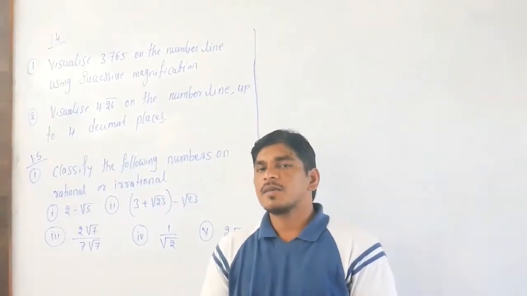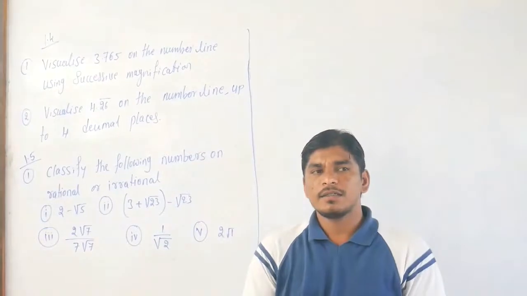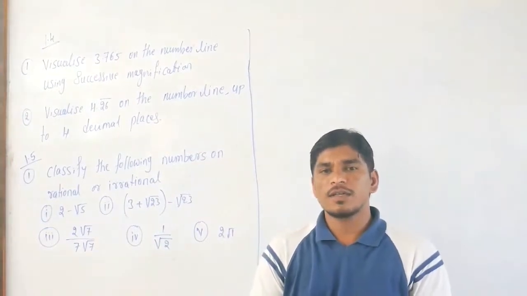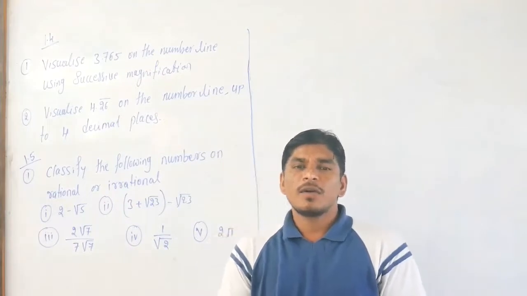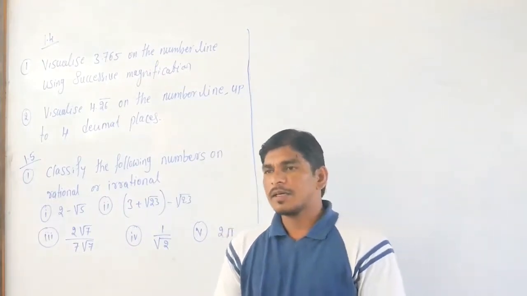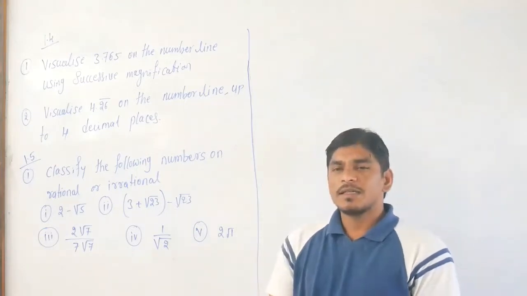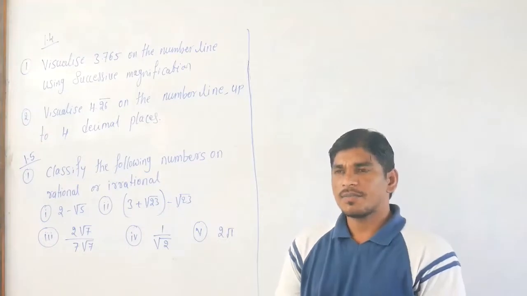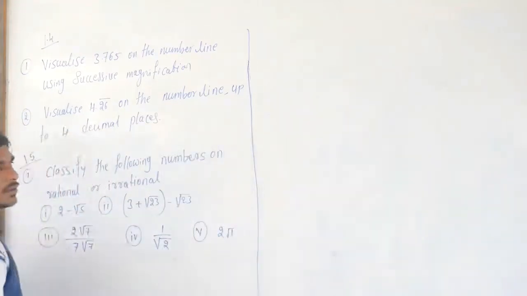Yesterday we discussed rational and irrational numbers and some kinds of rational numbers: terminating, non-terminating, and non-recurring. We already discussed that. Today we are discussing how to represent some decimal expansions on the number line. This is exercise number 1.4.